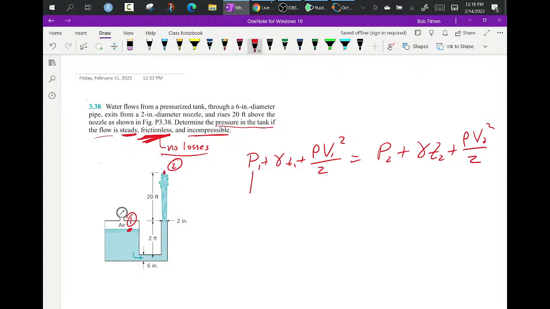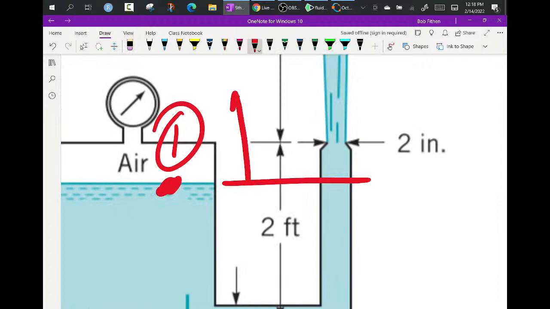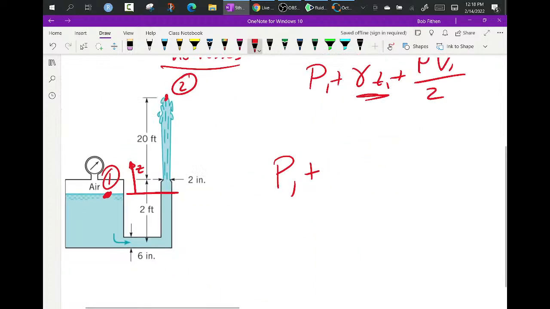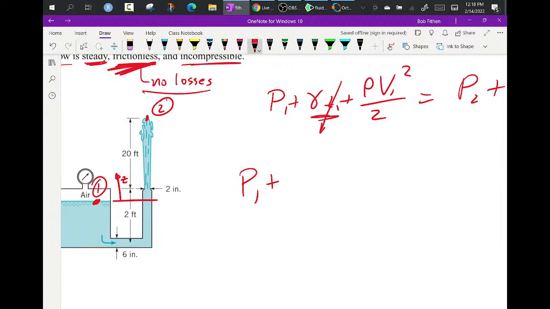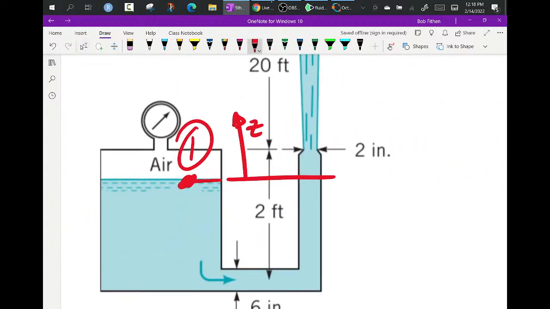So this is what I'm interested in. So I'm just going to list it. P1 plus gamma Z1. Well, if I want to make my life simple, I'll take my datum here. There's my Z. So first thing I realize is that's 0. Plus, what's the velocity at location 1? Location 1 is the top of this water. Now, here's an assumption that you do a lot.